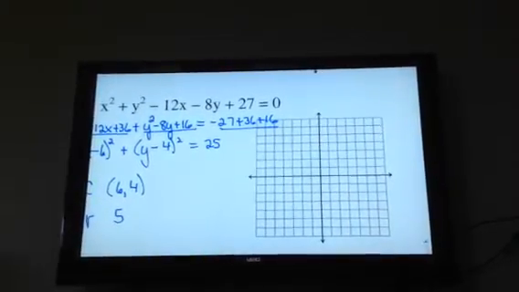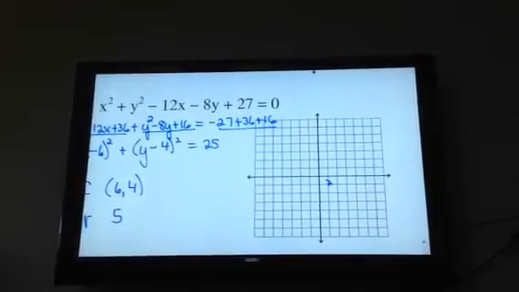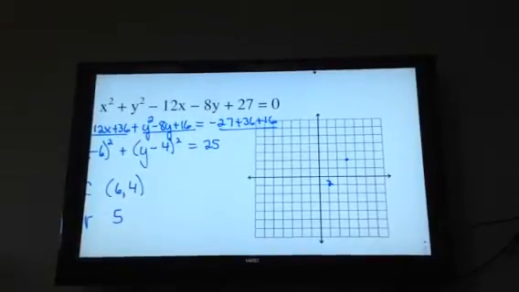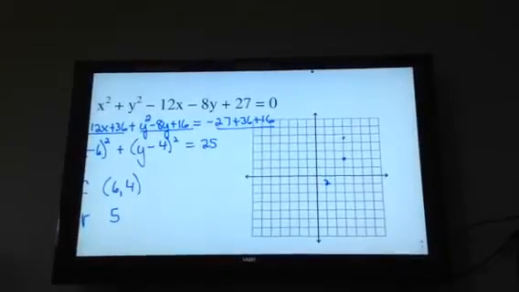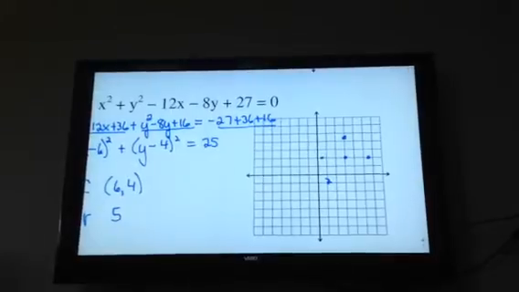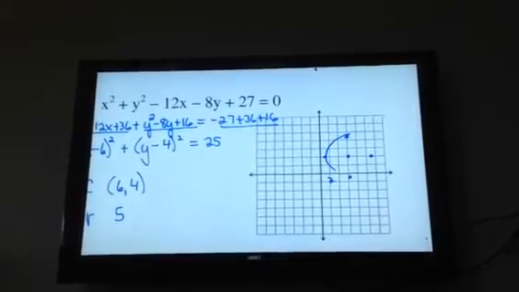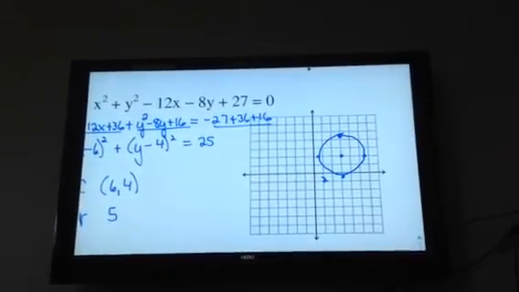I am going to go by 2's. So I'm going to have 6, 4, so 2, 4, 6, 2, 4. And my radius is 5. So 2, 4, 5, and so on around the circle. So again, if you go by something other than ones, just make sure you mark it so when I look at the graph, it immediately doesn't look wrong.